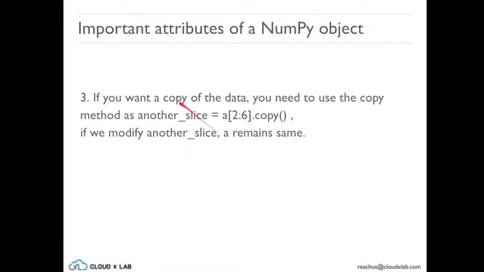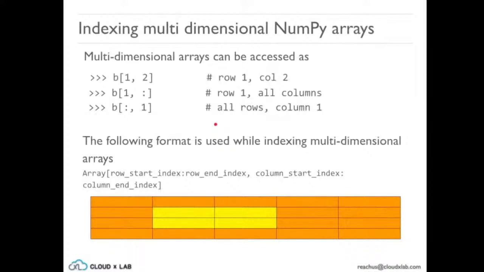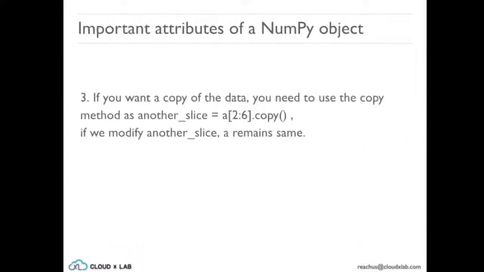And if you really want to make a copy of the data, you need to use the copy method. So this would make a copy of it, and therefore if you make any changes on this, it would not affect A. So this is one of the differences, something very important when you talk about NumPy arrays.